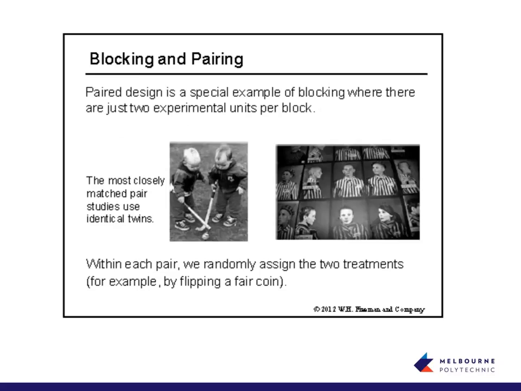In special cases, we have what's called paired designs, where each block has 2 experimental units. And normally these 2 experimental units are perfect for a direct comparison. So for example, twin studies. We have 2 nearly genetically identical humans. And what they do in a paired study is look at the effect of one treatment on one of the twins and another on the other.